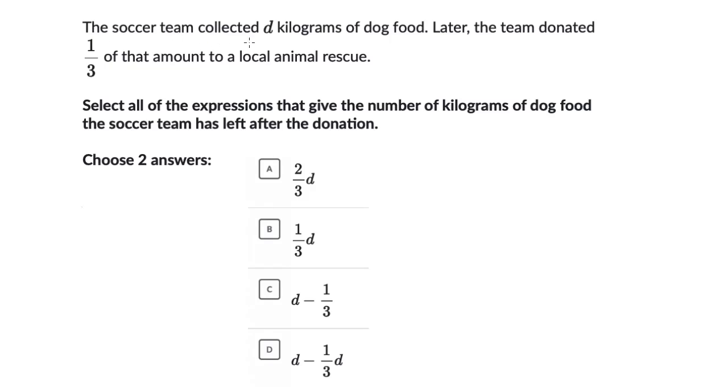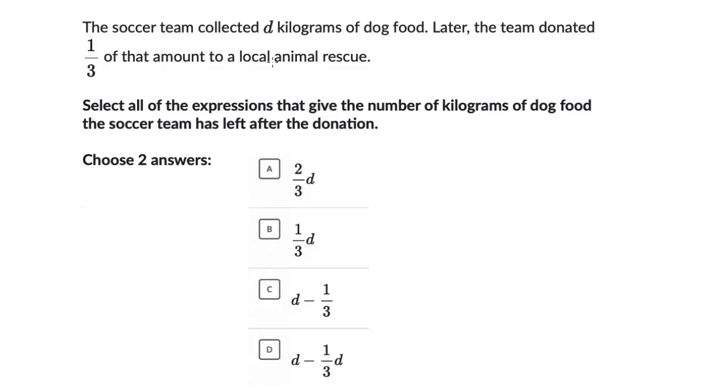The soccer team collected D kilograms of dog food. Later, the team donated 1/3 of that amount to a local animal rescue. Select all of the expressions that give the number of kilograms of dog food the soccer team has left after the donation. Pause this video, have a go at that.